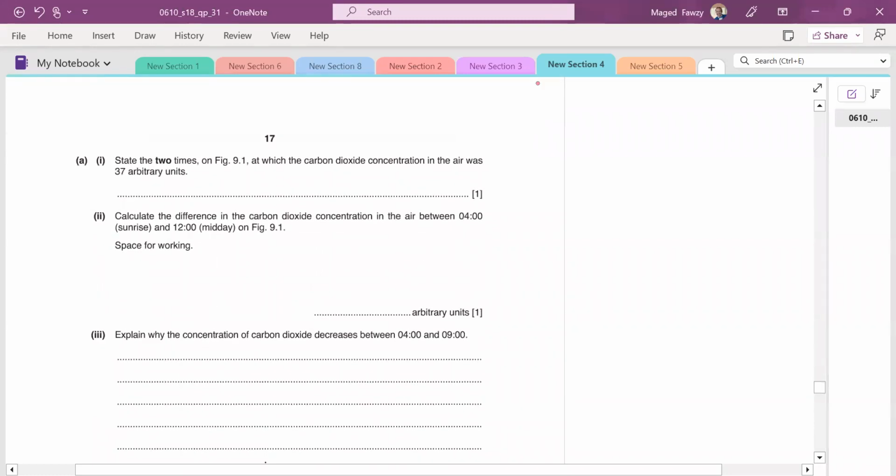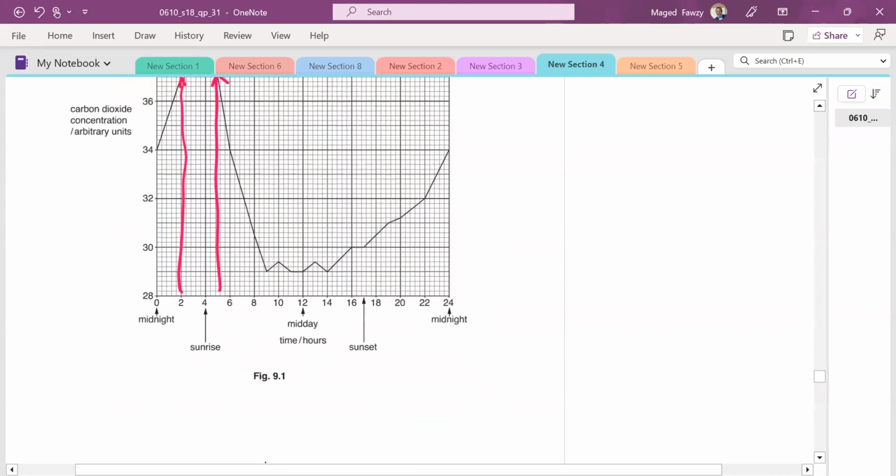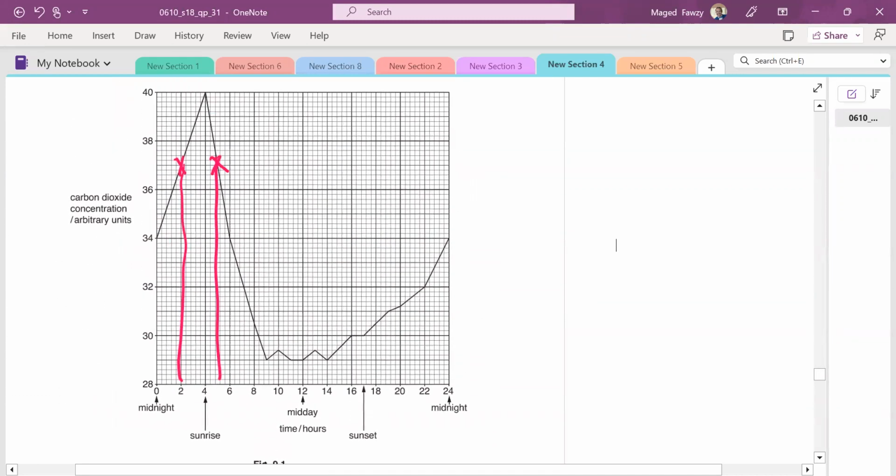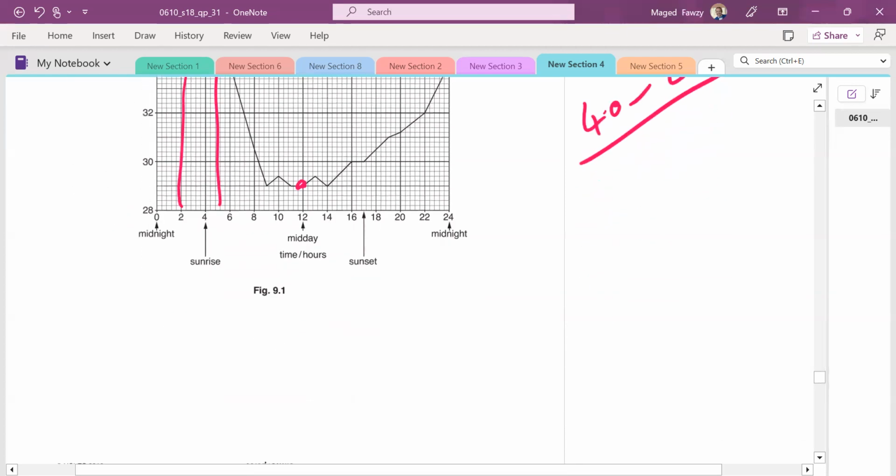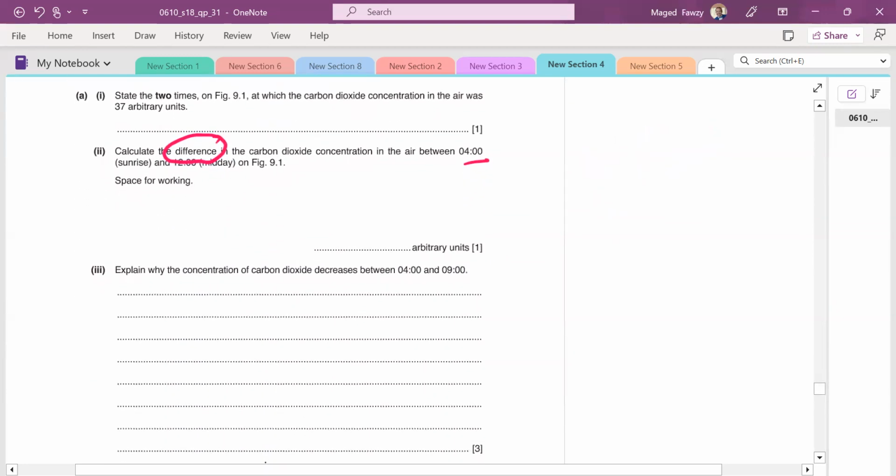Calculate the difference. Here, Baraa, there is no need to do percentage increase at all. I want a difference, so we do subtraction between the concentration at 4 and the concentration at 12 midday. At 4, the reading was 40. At 12 midday, the reading was I think 29. So 40 minus 29 gives the difference. If there is no unit I have to write the unit, but he already wrote the unit.